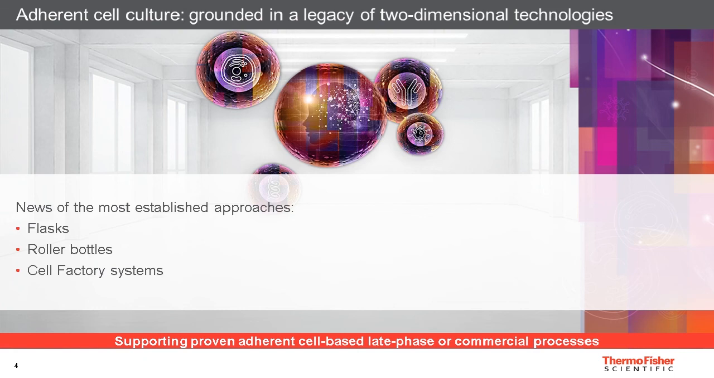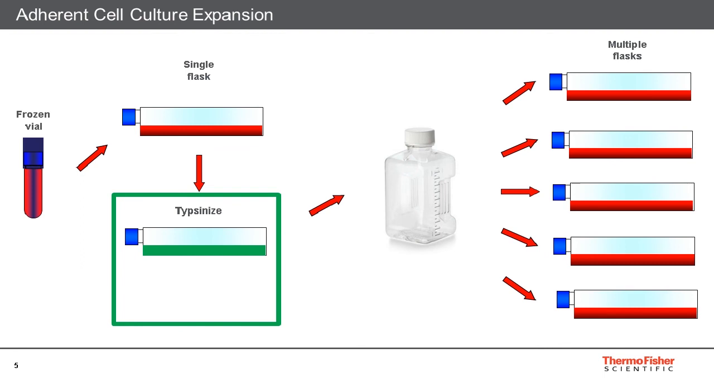Obviously, adherent cells, when they start being cultured, it will nearly always be in flasks, and then several 2D systems can be used until there is an opportunity to move to 3D. There will be roller bottles as well as cell factory systems. Let's have a quick word reviewing this technology legacy.